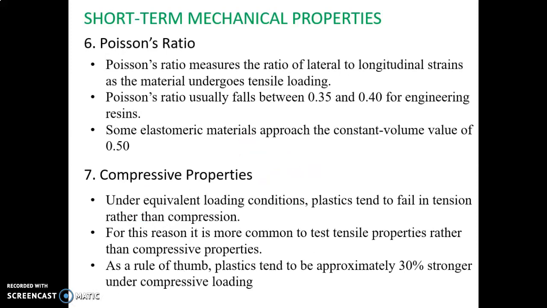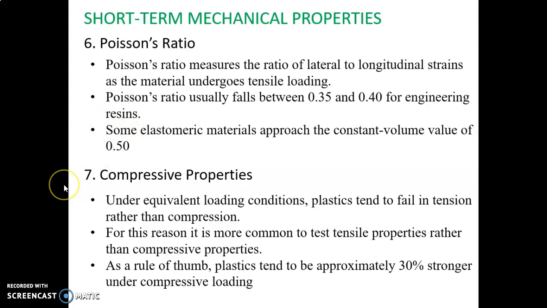Okay, Poisson ratio. It measures the ratio of lateral to longitudinal strain as the material undergoes tensile loading. So Poisson ratio usually fall between 0.35 and 0.4 for engineering resin. Some elastomeric material approach the constant volume value of 0.5. So Poisson ratio ni sebenarnya dia adalah constant used for determining the stress and deflection properties of plastic structure, such as the rotating disc or plates. So it compare under load the lateral compression strain versus the longitudinal stretching strain of test bar. Formula dia lateral strain bahagi dengan longitudinal strain.